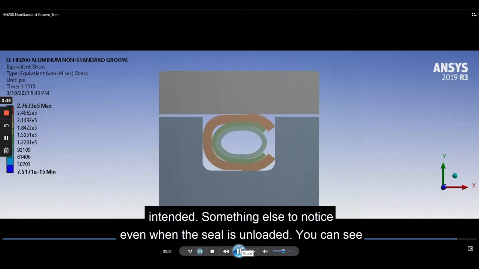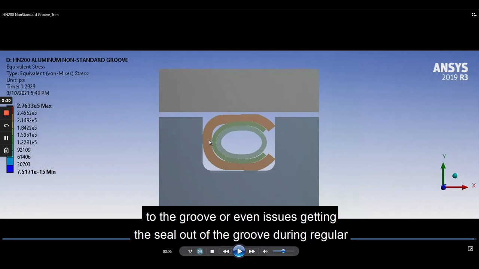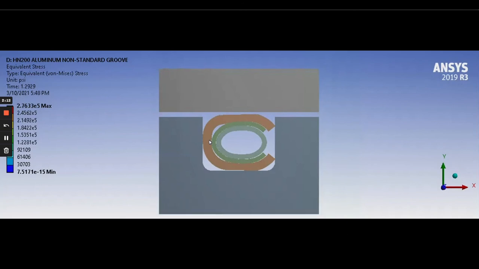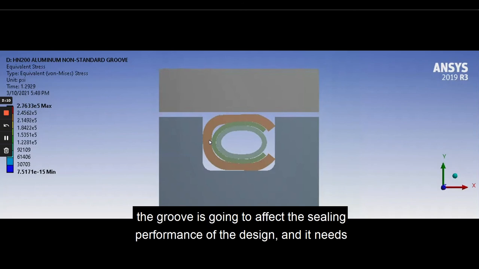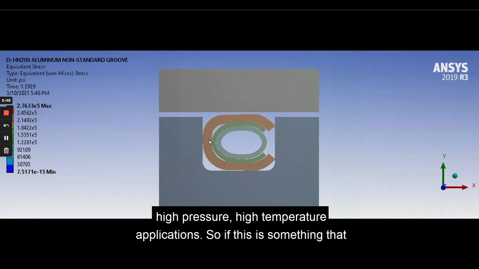Something else to note is even when the seal is unloaded, you can see that it still remains in contact with the groove, which could cause damage to the groove or even issues getting the seal out of the groove during regular maintenance periods. So like I said, you may have to think about how the groove is going to affect the sealing performance of the design, and it needs to be optimum to get the tight leak rate performance when you're dealing with very high pressure, high temperature applications.